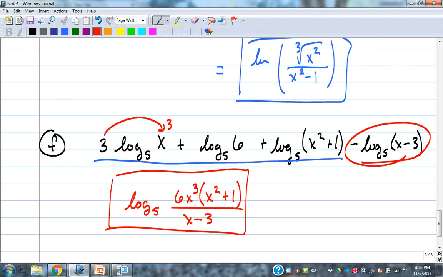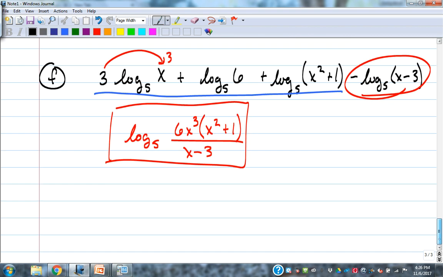For any of the problems where they're asking you to condense to one log, the bases will have to be the same. Good question. But yeah, the bases will have to be the same. Let's do one more of these, and then we'll get into the next thing.